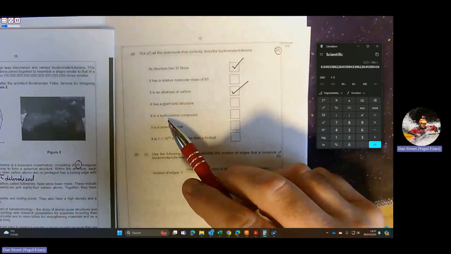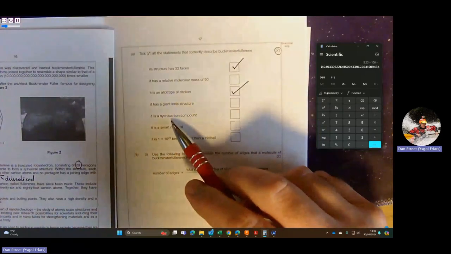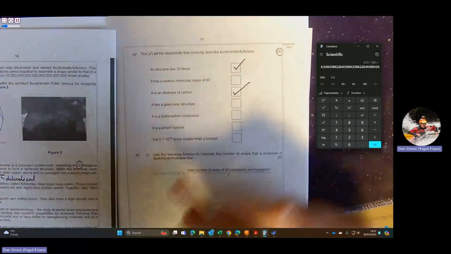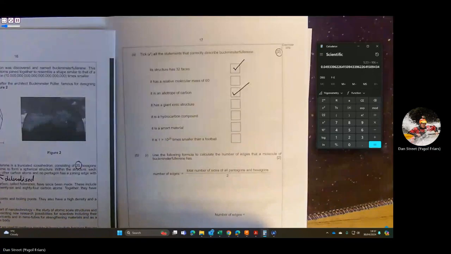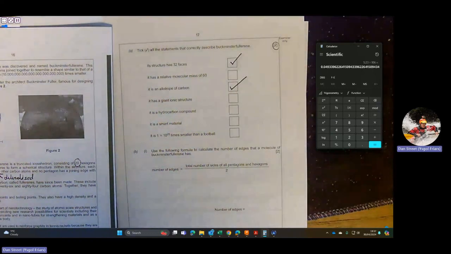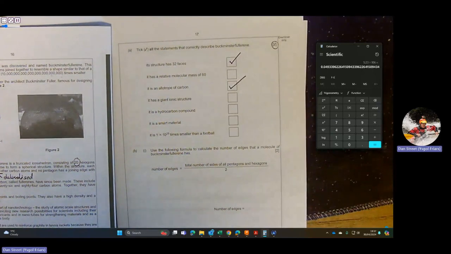It's a hydrocarbon compound. Well, it only contains the carbon, no hydrogen. Okay, so it's not a hydrocarbon, no hydrogen. It is a smart material, and I've given some of the uses that it's been suggested for in there. Then we can assume that it can indeed be classed as a smart material. Okay, so we'll take that one in a second.